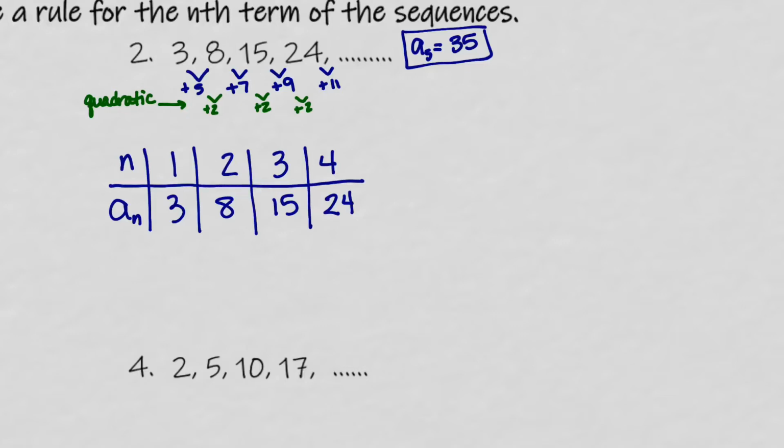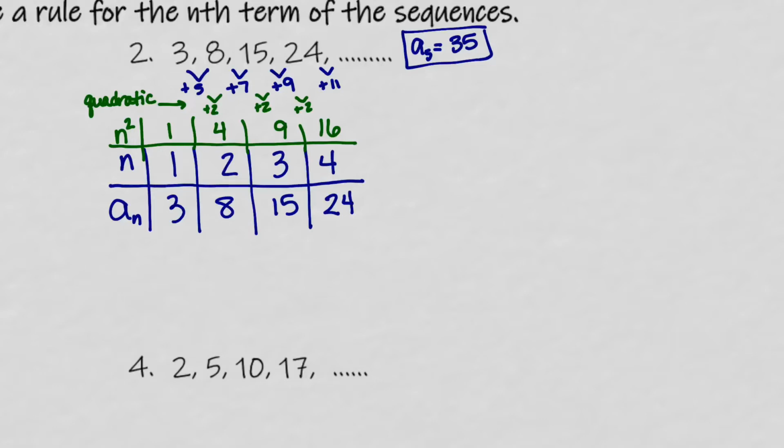which means now something is squared. Usually we square x, but in this case we're using the term n. So I'm going to add another row up here just to look. I'm going to add n squared. If n is 1, 1 squared is 1, 2 squared is 4, 3 squared is 9, 4 squared is 16. And I want to see how these can get me to my terms.